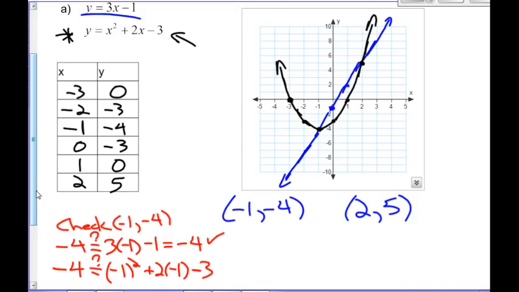Okay, 1 minus 2 minus 3 is -4. Yes, indeed, it works. So this is a solution. And if we did the same process for 2, 5, we'd find that it's a solution as well.